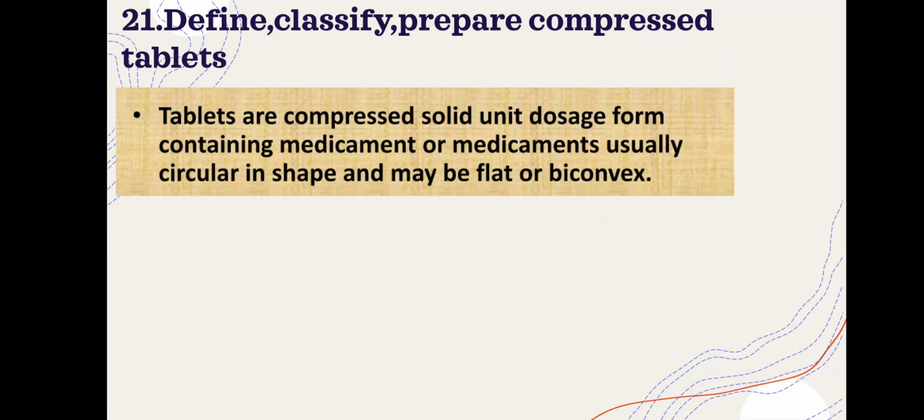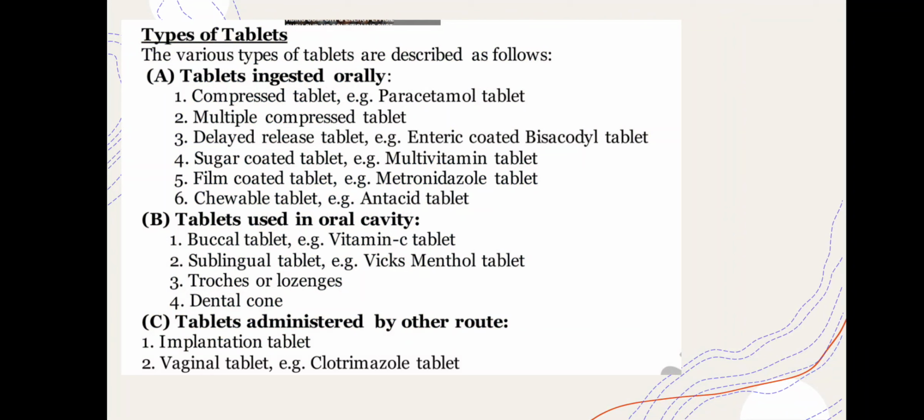Types of tablets: tablets ingested orally, tablets used in the oral cavity, and tablets administered by other routes. Oral tablets like complex tablet, multiple compressed, delayed release, sugar coated, film coated, chewable tablets.